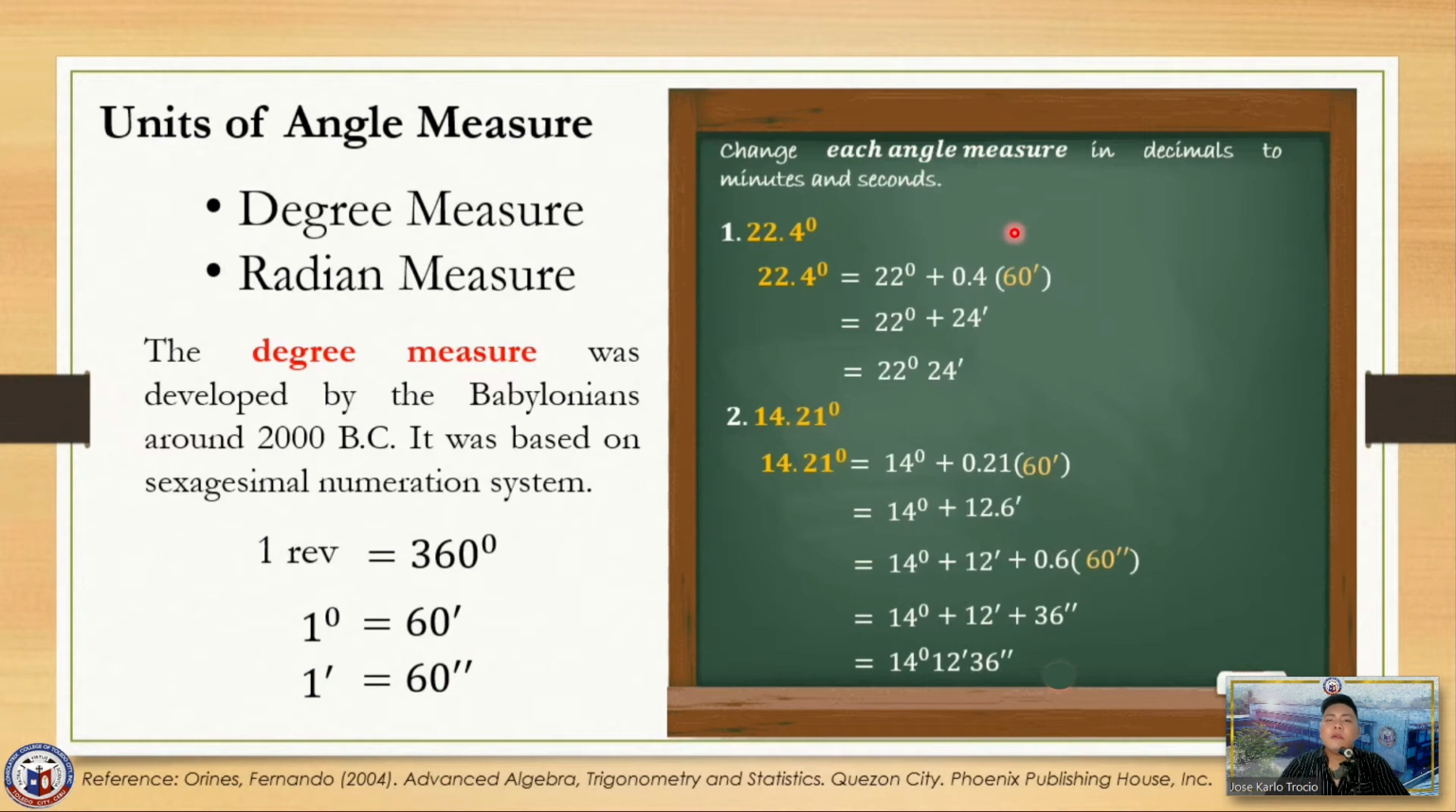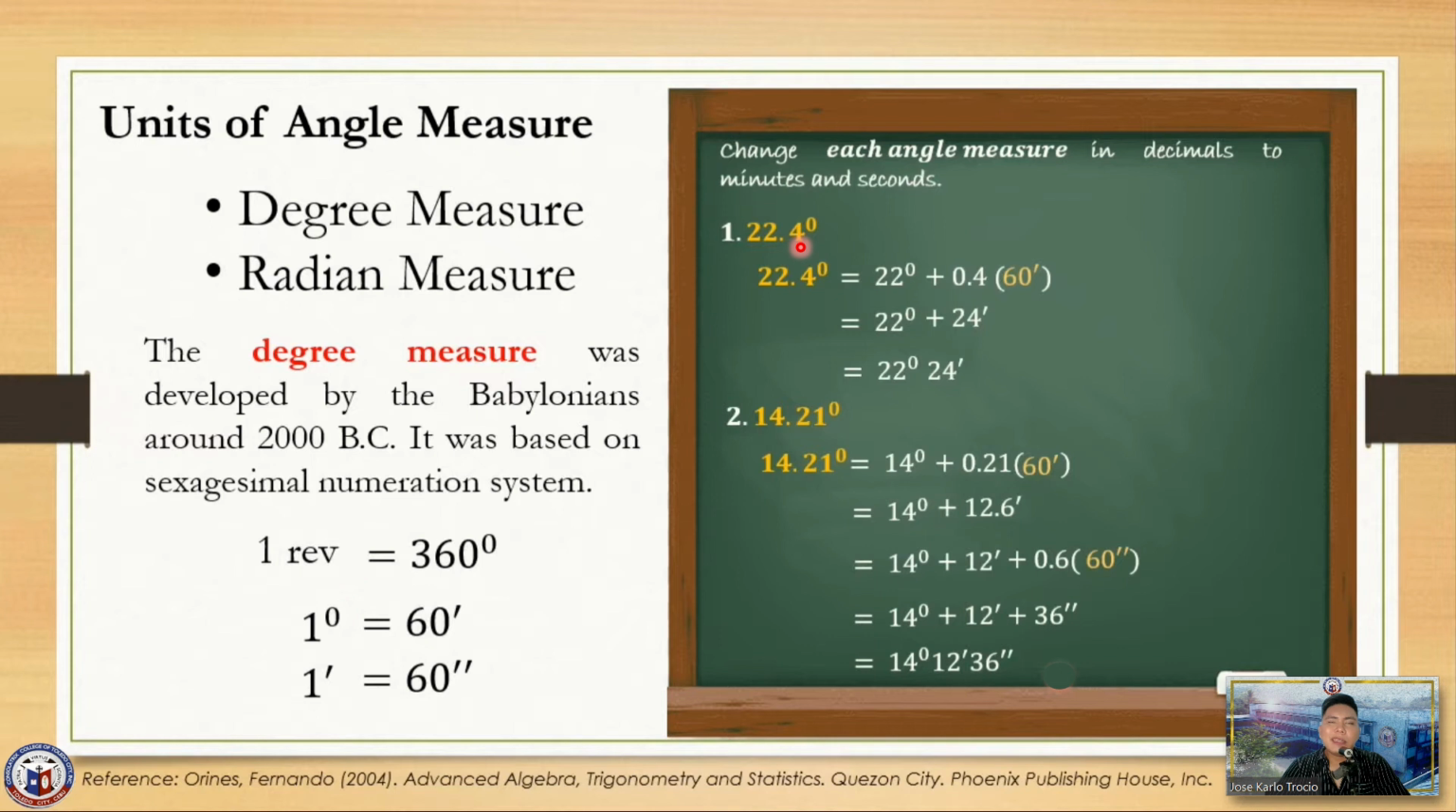The first task in this lesson is to convert the angle measure in decimals, as you can see, to minutes and seconds. If it is a whole number, we don't have a problem. It is directly 22, let's say 22 hours. Again, degree is equivalent to hour. 22 degrees or 22 hours. But we have a decimal.